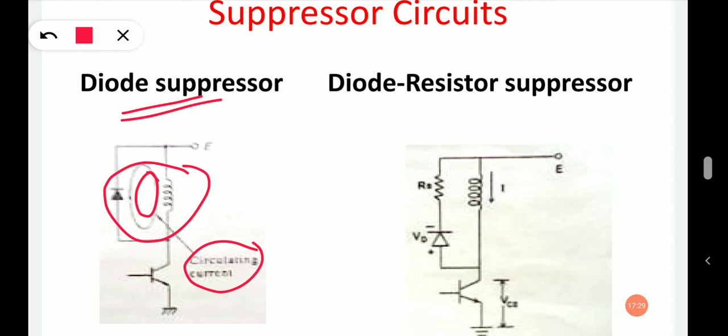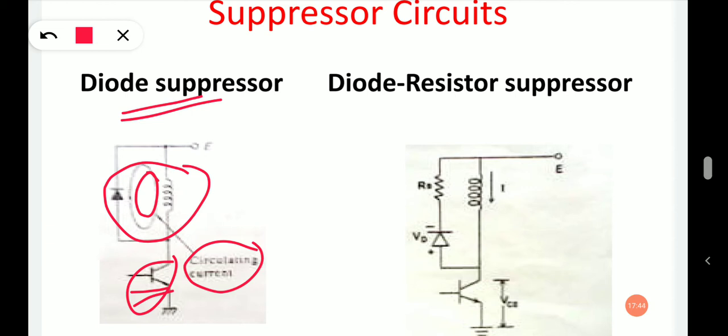Circulating current will flow after the transistor is turned off, then the current will decay with time.